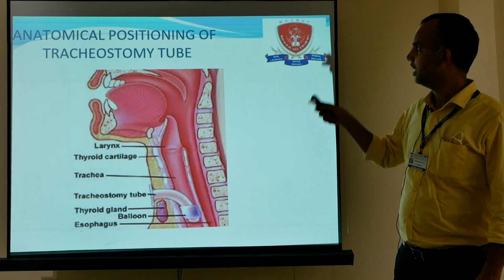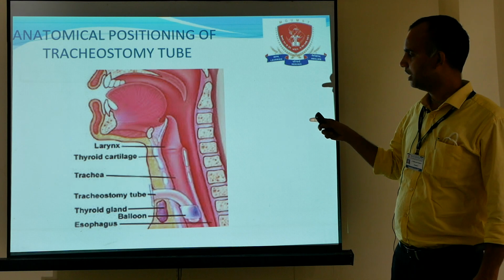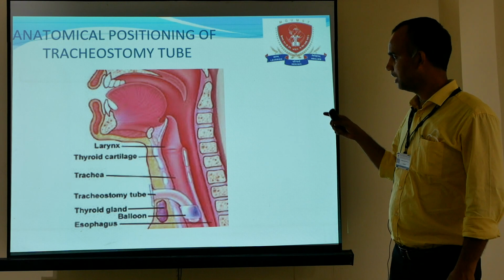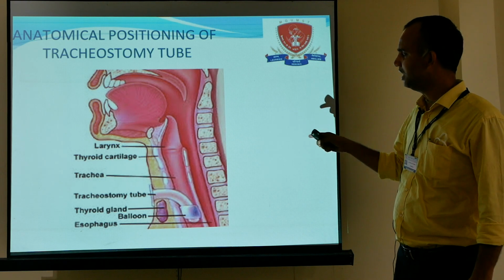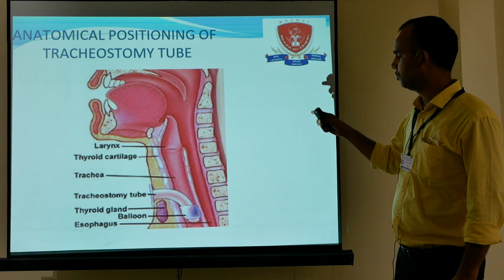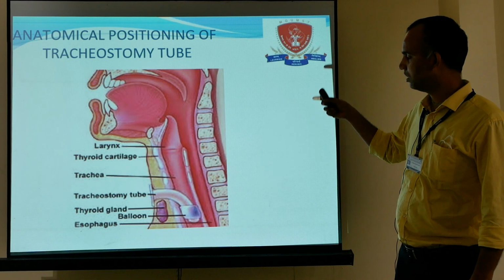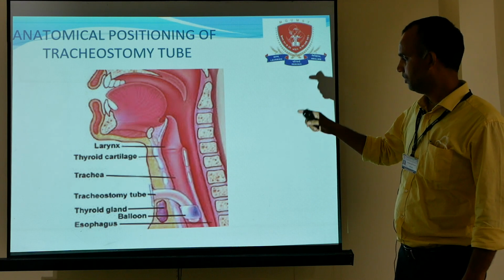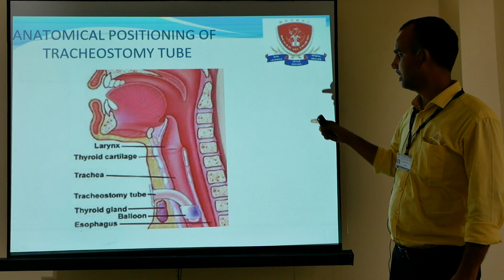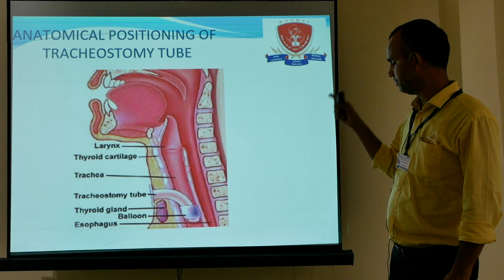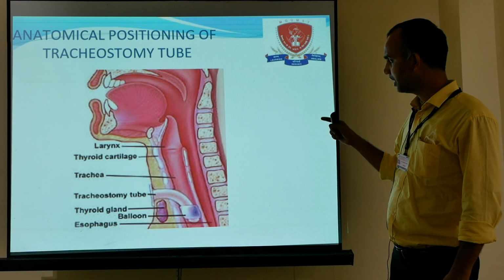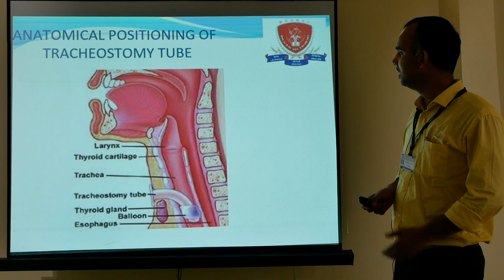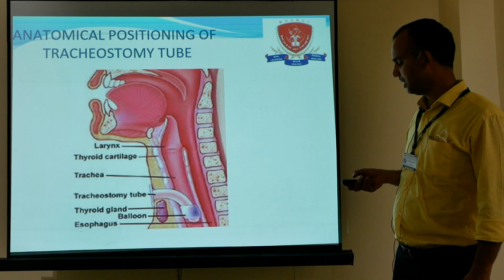We have already seen the anatomical position of the tracheostomy tube. In the earlier diagram I told that the tracheostomy is mainly performed between the second and third tracheal cartilage, and here again we can see the associated structures. Above we have the larynx, then thyroid cartilage, then the trachea and tracheal cartilages, and between the second and third tracheal cartilage the tracheostomy tube is inserted. Below we have the thyroid gland, and on the posterior side of the trachea there is the esophagus. These are the different associated structures.